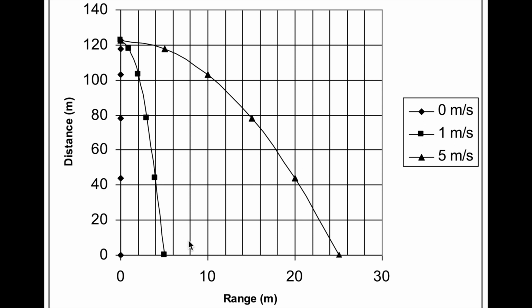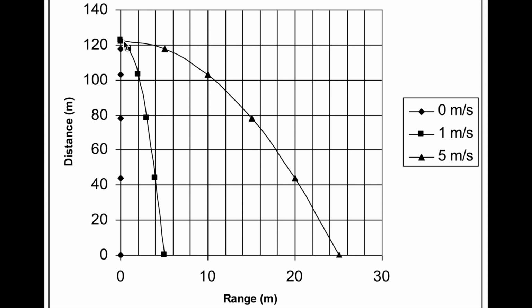So here's a graph that shows three different projectiles, one at 0 meters per second, one being shot at 1 meter per second, the other one at 5 meters per second, if you shoot them horizontally. Now this one basically means that the object is just being dropped. So if you're 120 meters up and you drop the object, at first increment of time it will be here, the next increment of time will be here, the next one, and the final one here.